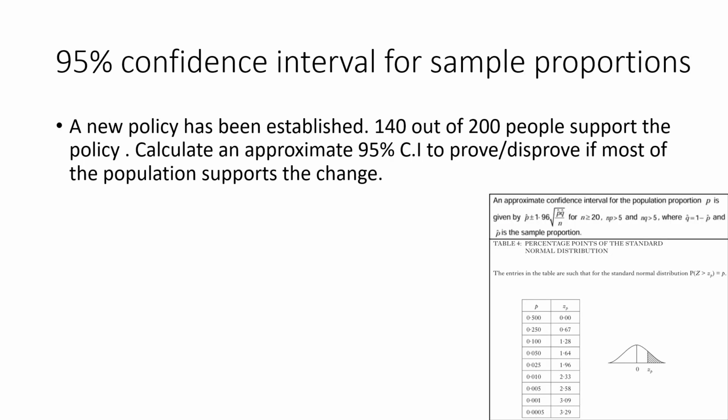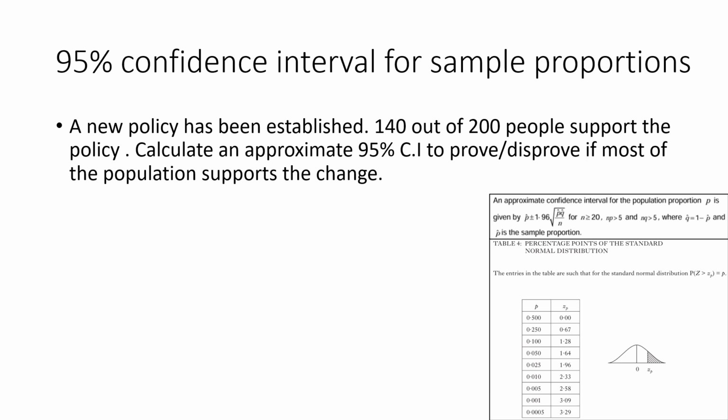Now, the final confidence interval we have to cover is for sample proportions. A new policy has been established. 140 out of 200 people support the new policy. Calculate an approximate 95% confidence interval to prove or disprove if most of the population supports the change.